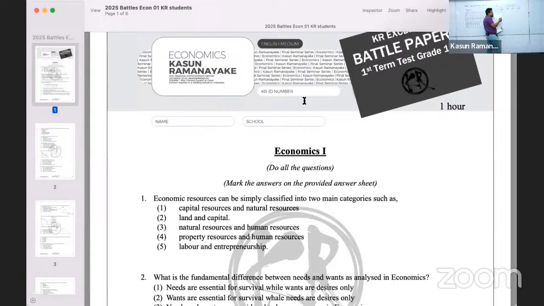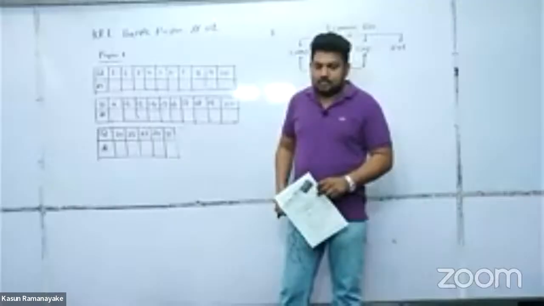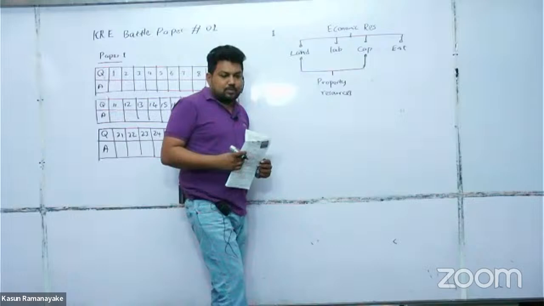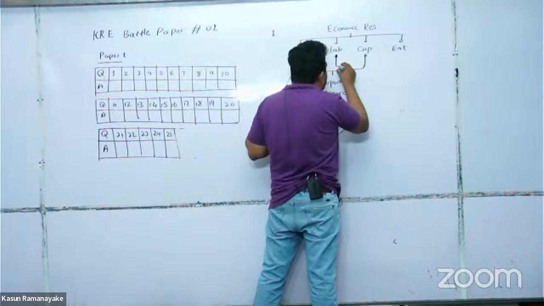These two together, we gave a name. What is it? These are called property resources. Mainly, those two things can be classified as property resources. We can take it as property resources. Can you see?